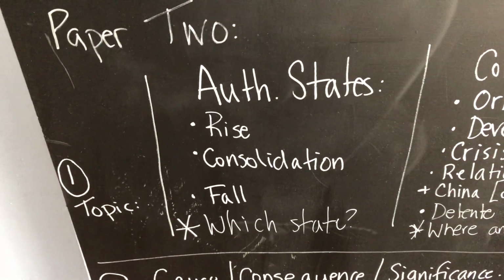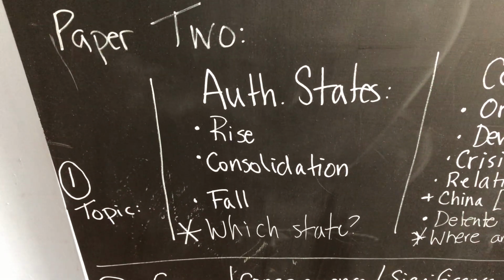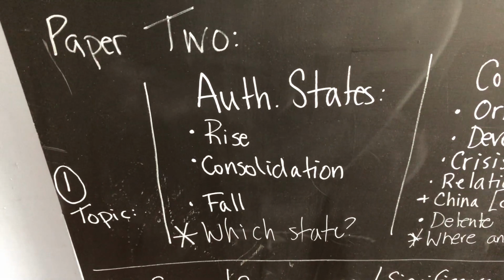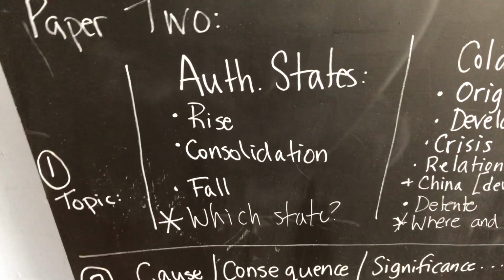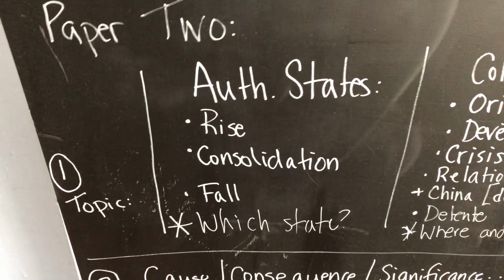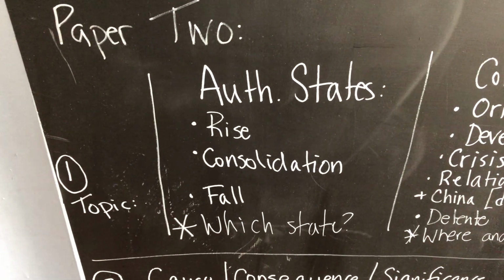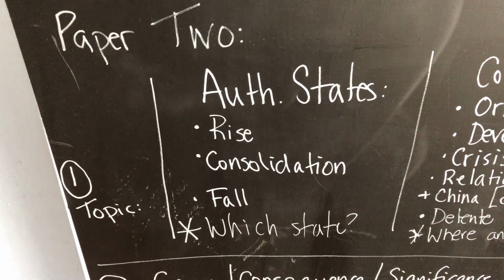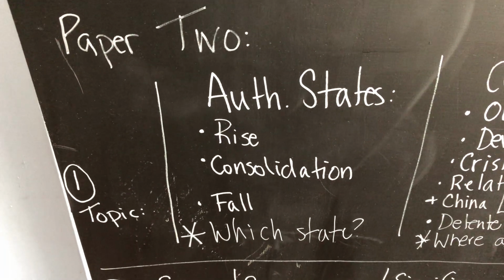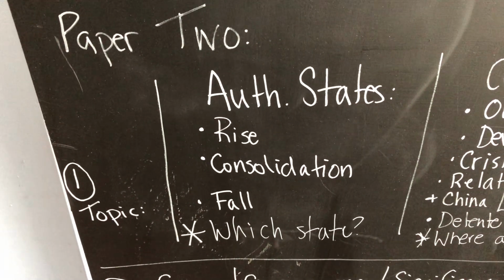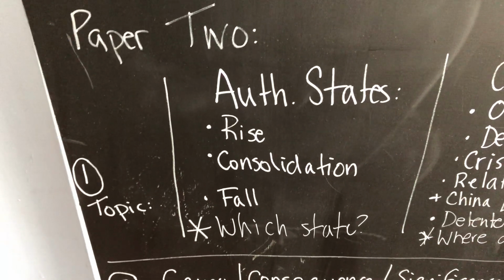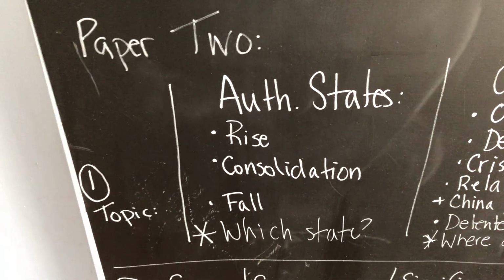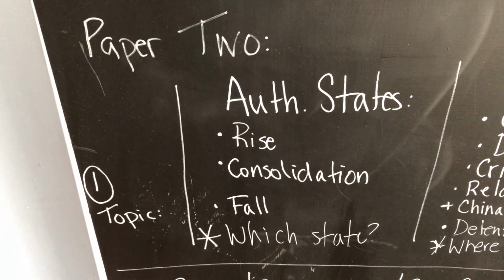So once you've chosen your state, you are going to decide what part of this authoritarian state you are going to focus on. In the curriculum, when you study authoritarian states, you need to understand the rise, consolidation, and fall of these states. So you need to choose one of those three to begin with. This is still part of your topic.